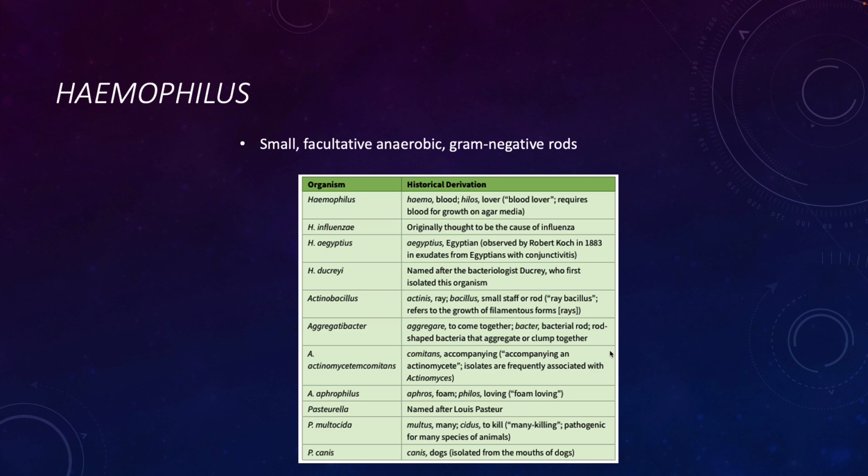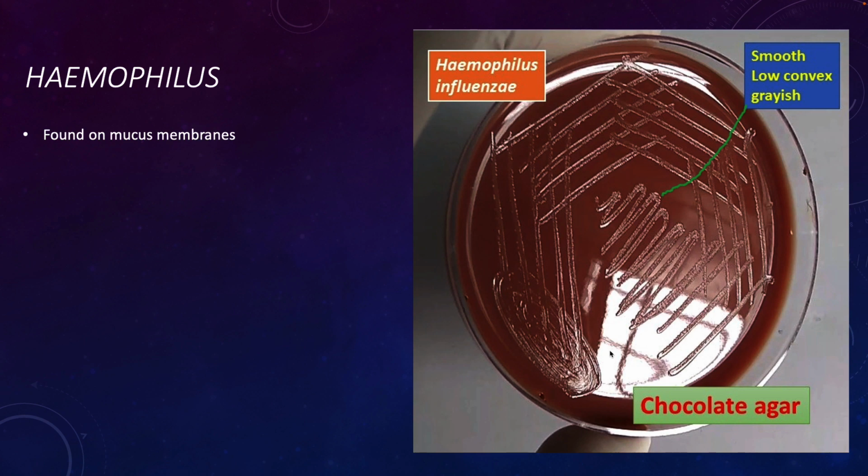There are a number of different organisms and genera that kind of fit in the same classification, but we're really only going to talk about Haemophilus because it's the most common that you would see in a clinical setting. Members of the genus are found typically on the mucous membranes. They do require hemin and NAD for in vitro growth, which is why we'll most often grow them on chocolate agar. And that's what they're showing you here.